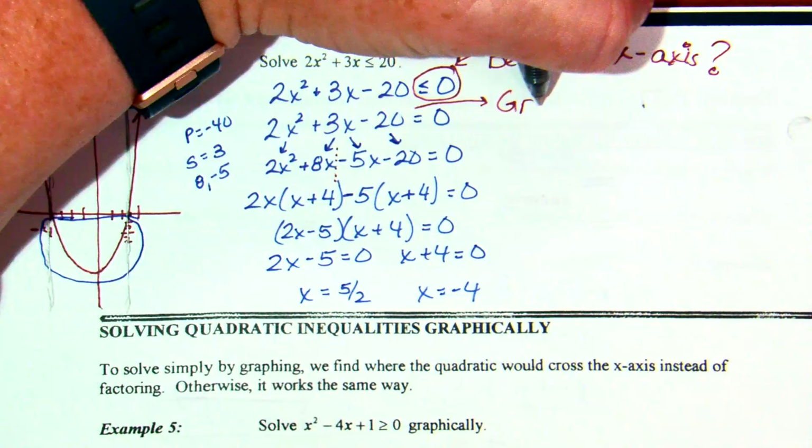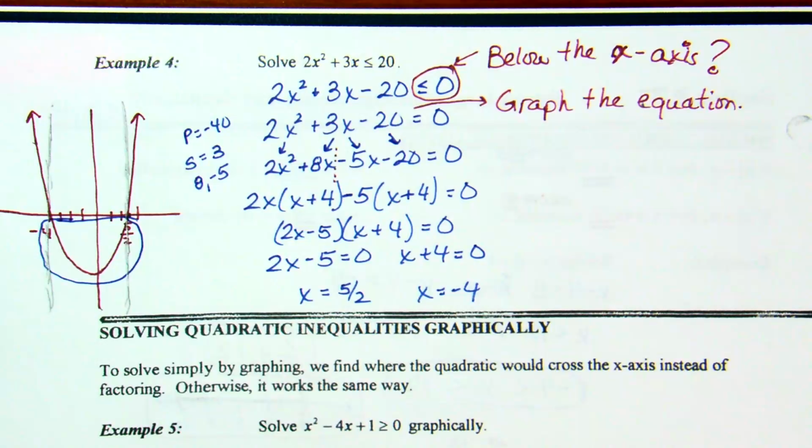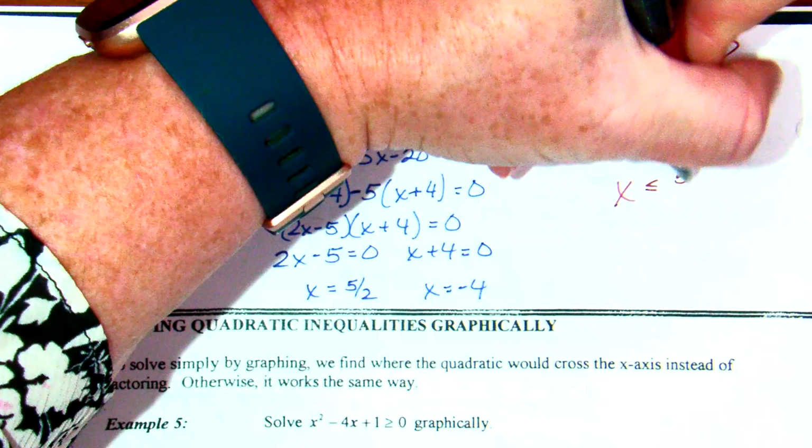Real quick before I write this down, I'm going to write down that this is the equation that we graphed. We graphed the equation that equals 0. So, I said the answer was between. How do you generally write between? Can you just put x in the middle? It's less than 5/2 and greater than -4.